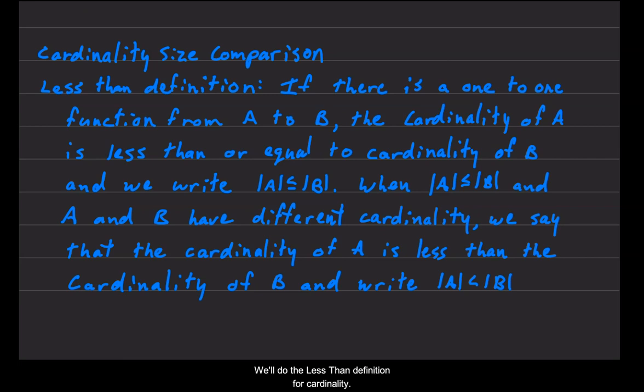We'll do the less than definition for cardinality. If there is a one-to-one function from A to B, the cardinality of A is less than or equal to the cardinality of B, and we write the cardinality of A is less than or equal to cardinality of B. When the cardinality of A is less than or equal to the cardinality of B, and A and B have different cardinality, we say that the cardinality of A is less than the cardinality of B. And this can be easily demonstrated using a cardinality mapping like we did a few sections ago.